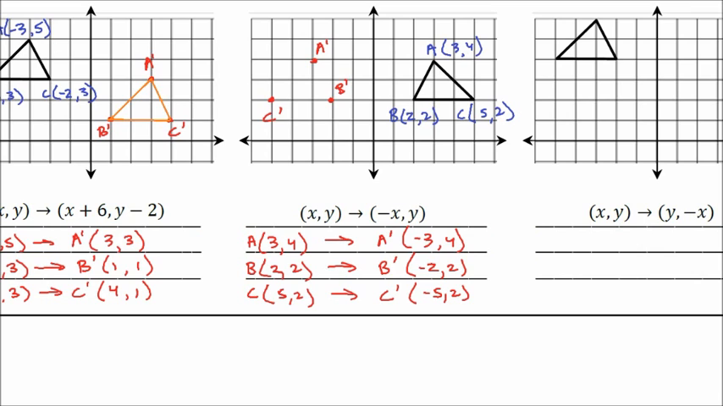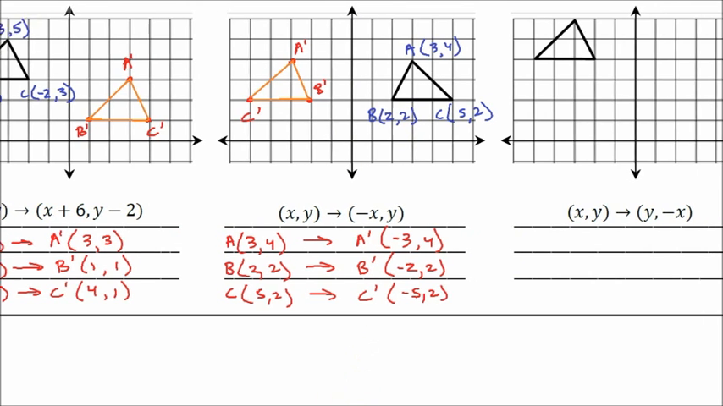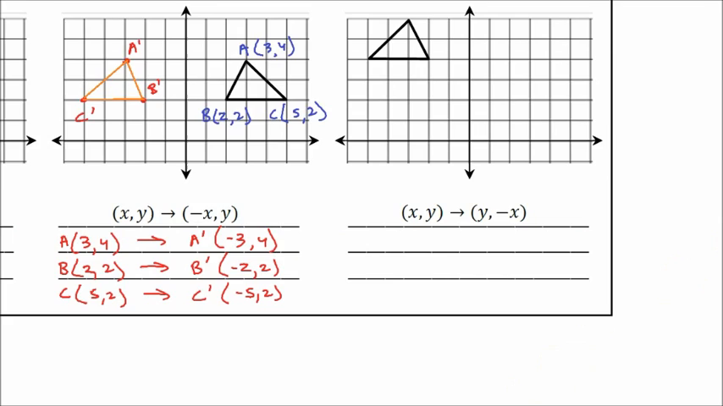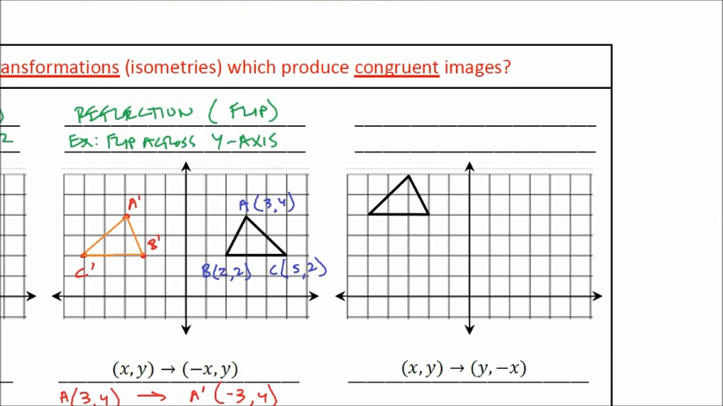And here is our transformed triangle by flipping across the y-axis. You can even see it looks like a mirror. The original triangle is in a mirror if the y-axis was the mirror. All right, there is an example of reflection.